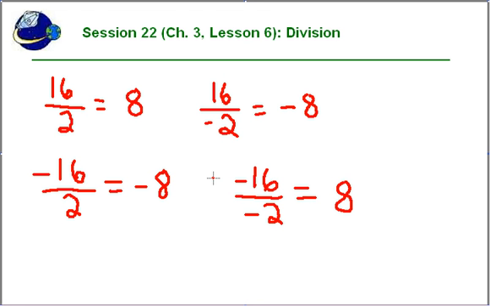So as you can see, this is a match with the way you handled things with multiplication. In multiplication, when you multiply two positive numbers together or two negative numbers together, your answer is positive. And when you multiply a positive with a negative, your answer is negative. The same thing is true here with division. If you divide two positives together, your answer is positive. If you divide two negatives together, your answer is also positive. If you divide a positive by a negative, your answer is negative. And if you divide a negative by a positive, your answer is negative.